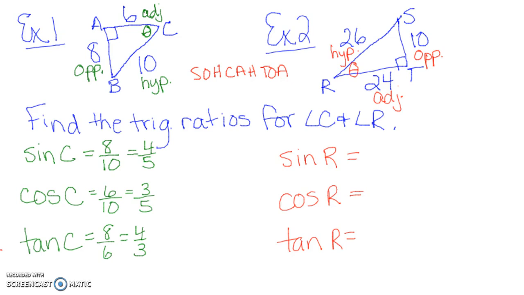Sine, again, compares opposite to hypotenuse. That means I'm going to have 10 over 26. Again, all trig functions need to be simplified. That's going to be 5 over 13. My cosine compares adjacent to hypotenuse. Adjacent is 24. Hypotenuse is 26. And that reduces down to 12 over 13. So there's my trig ratio. And tangent compares opposite over adjacent. Opposite is 10. Adjacent is 24. And that simplifies to 5/12.